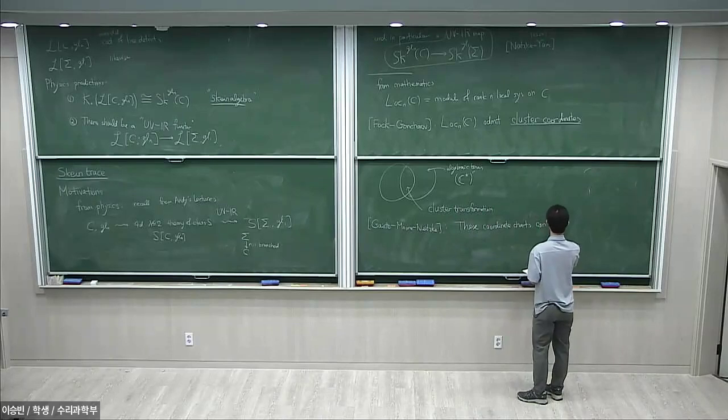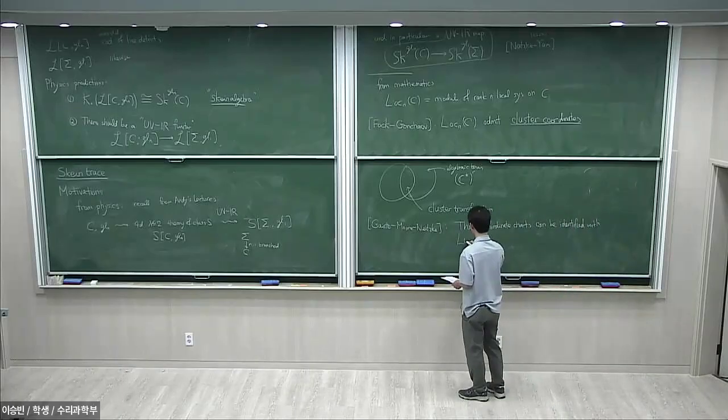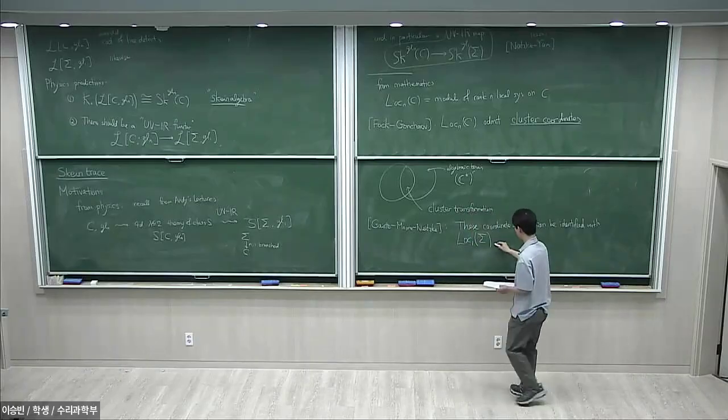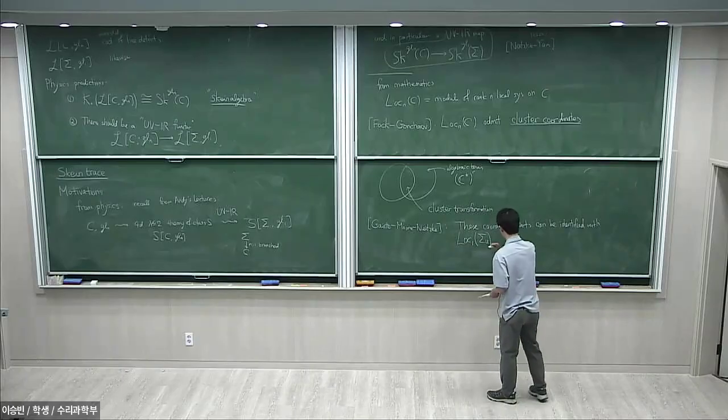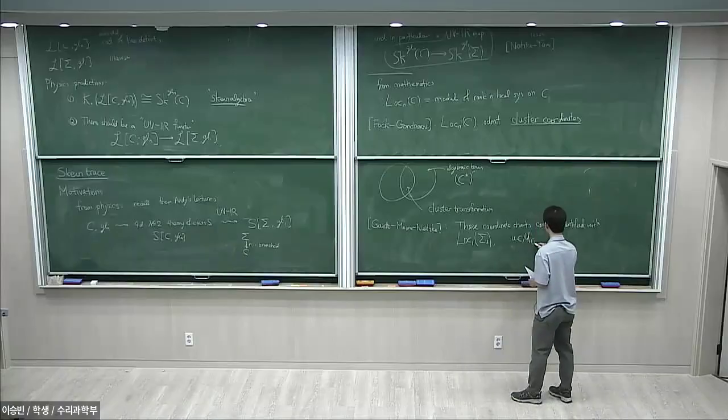They can be identified with rank 1 local systems on the spectral curve. Well, let me also put U. So U, the choice is a point in the Coulomb branch.